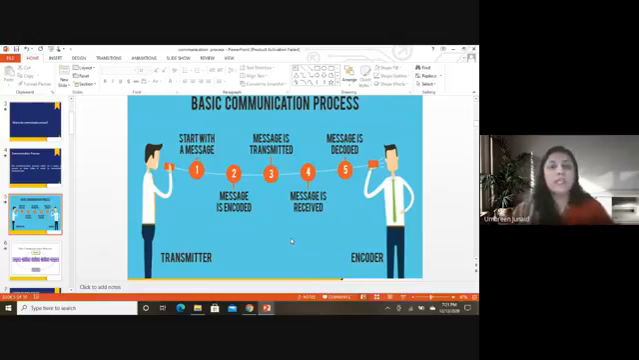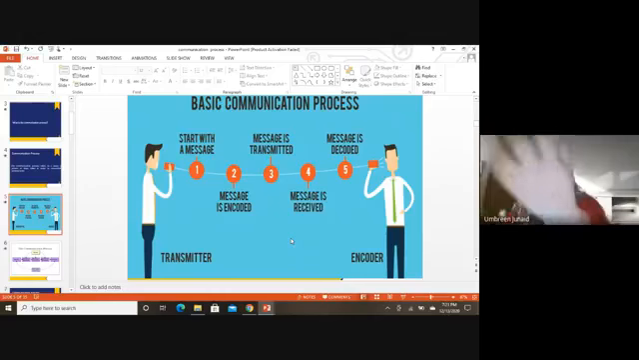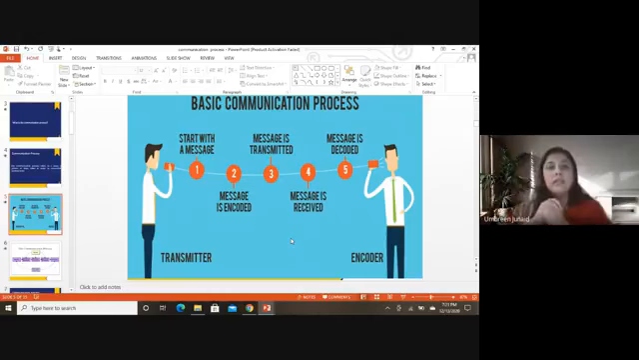Now comes the fourth point. The fourth is that the message is received. The moment you say something, it is being received.